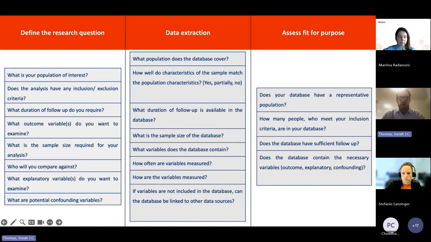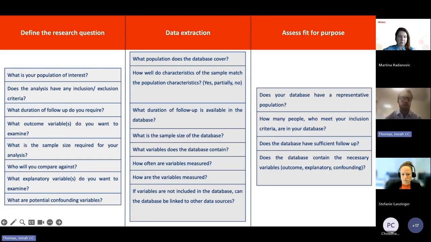And this is the tool we came up with. So we split it into 3 categories. We said the first important step is defining your research question. And to do this, we used the PICO or PECO model, and we added some extra questions to it based on our responses from our group concept mapping process.